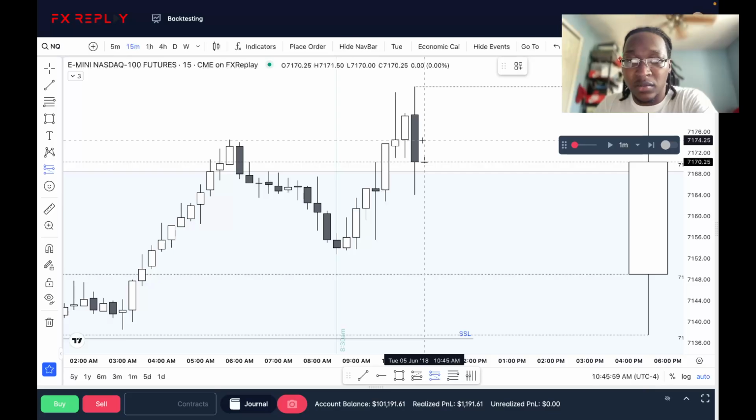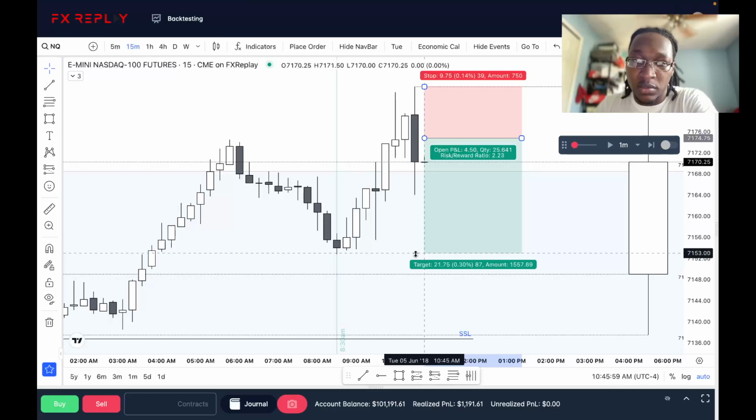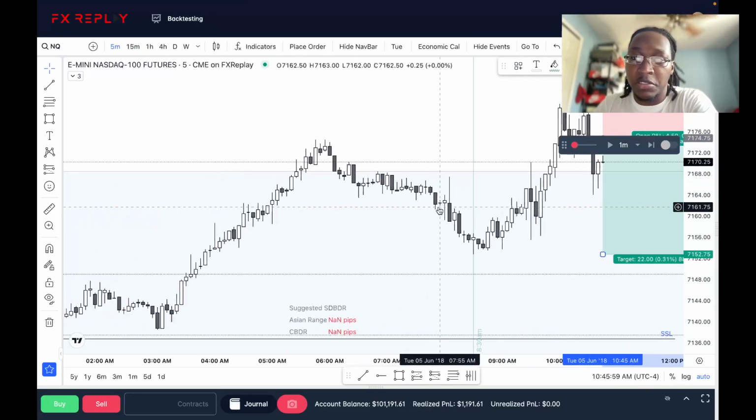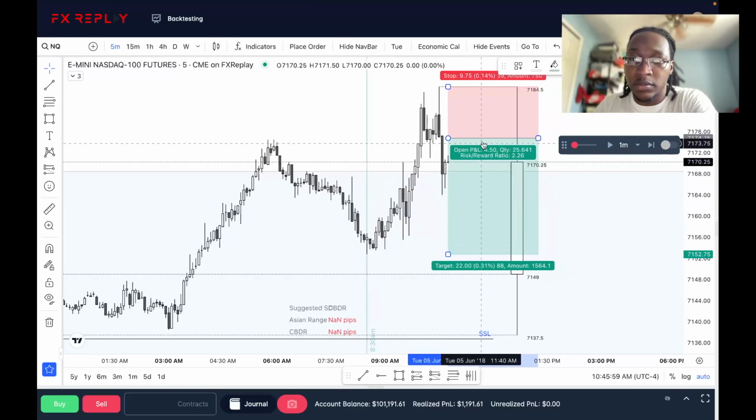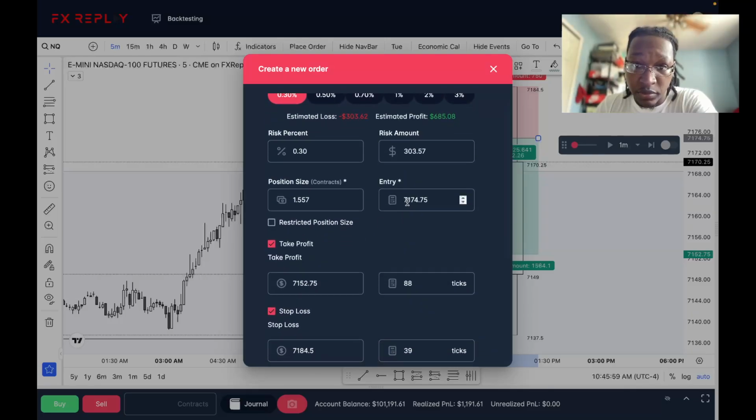Time 10:45. Eh, let's get down to these lows here. And then depending on how it's moving, we can adjust. So I'll start off with this. Let's pay attention to our entry and our TP. Entry is 71.74. Okay. TP is 71.52. Okay.